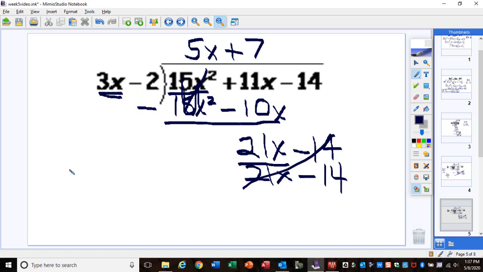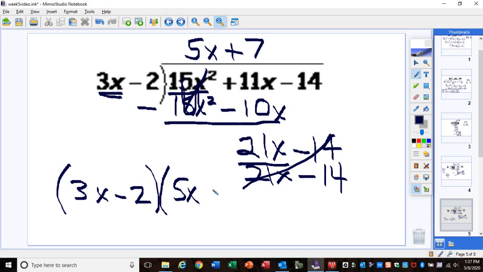Now, how would you check this? You would take 3x minus 2, just like you did in elementary school, only we're going to deal with polynomials instead of numbers. You take 3x minus 2 times 5x plus 7. And when you FOIL or distribute this, you should get what was under the division sign, which is 15x squared plus 11x minus 14.